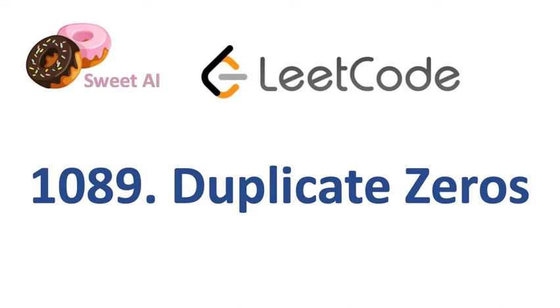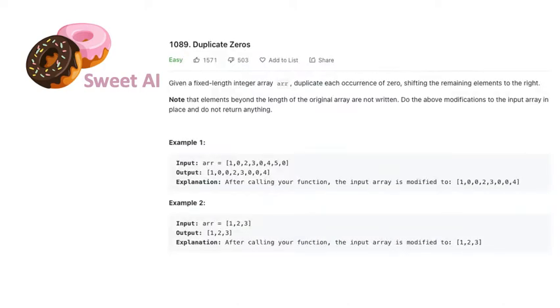1089, Duplicate Zeros from LeetCode. Given a fixed length array, duplicate each occurrence of 0, shifting the remaining elements to the right. Note that elements beyond the length of the original array are not written, and we should do it in place, and we are not returning anything.